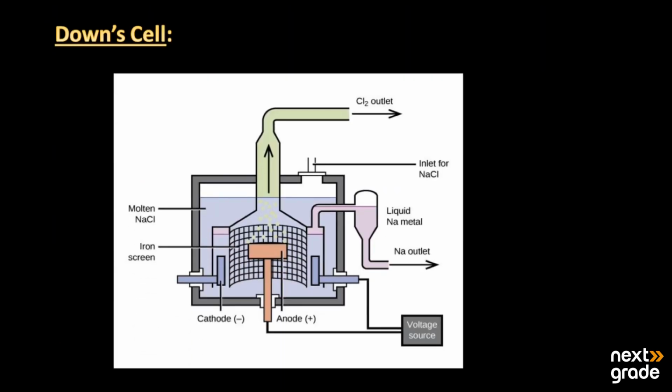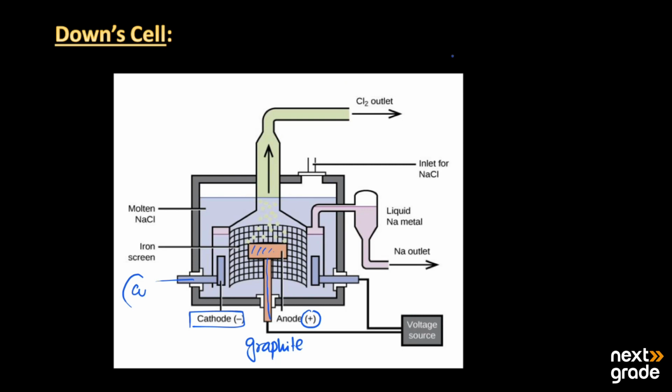Basically this is the simple sketch of the Downs cell. In this cell, one part is working as the anode. You can see that this part is the anode, which has a positive charge, and here we take graphite as the anode. On the other hand, the other part is the cathode. Here is a circular bar of copper that is working as the cathode in this cell. That cell is known as the Downs cell.